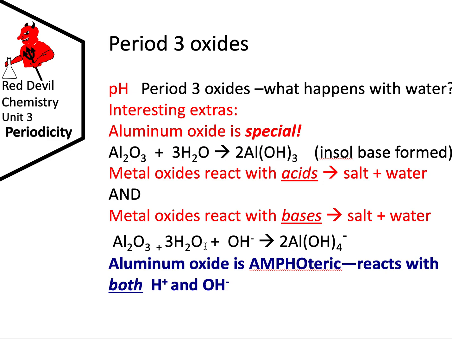So there are only 3 of the elements that do this. Only one of them is in period 3 though. The other 2 are zinc and lead. So here we will have aluminum oxide being able to react with acids because it forms aluminum hydroxide, and also being able to react with bases. And it's called amphoteric because it reacts with both, the amphi bit as in amphibians, land, water, etc.